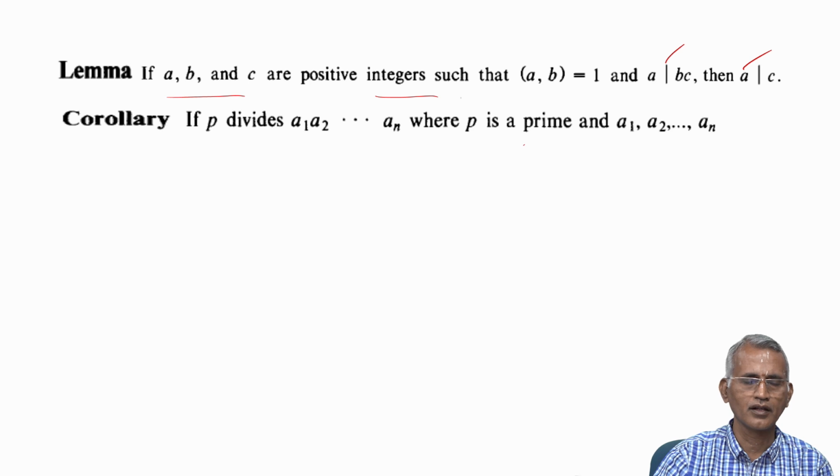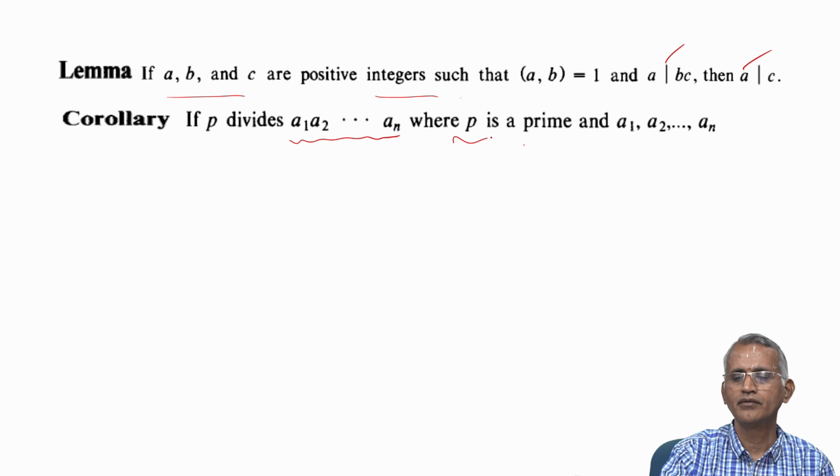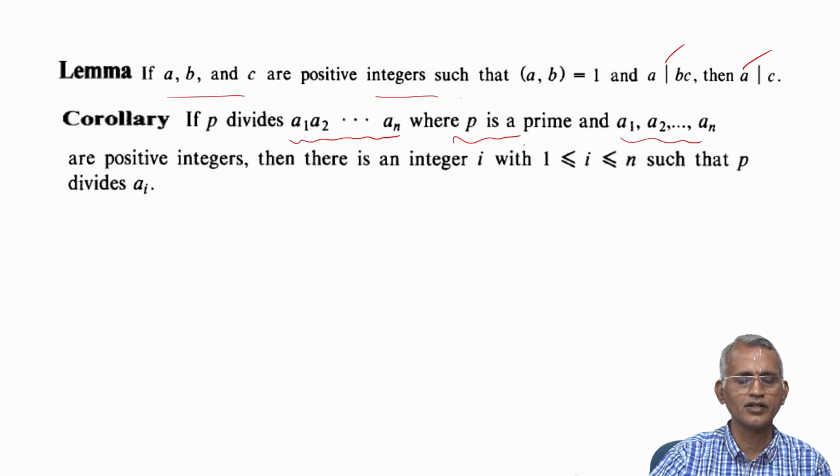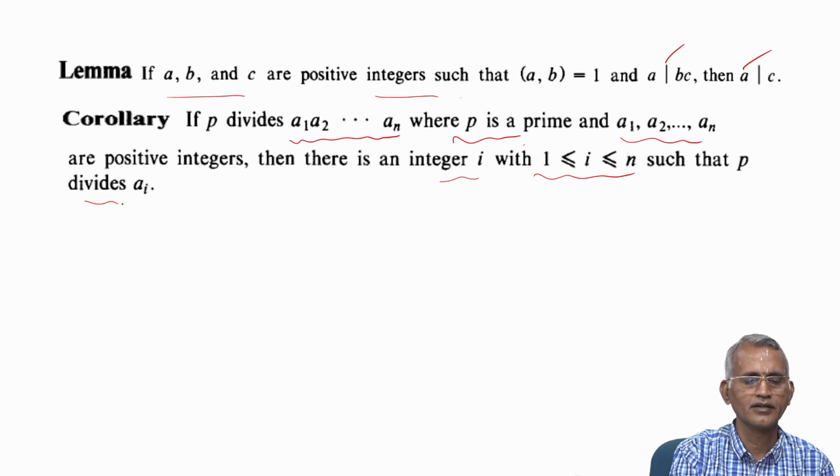We have to go further to a corollary. If P divides the product of numbers A1, A2 and so on, An, where P is a prime and A1, A2 and so on, An are integers, then there is an integer I such that 1 is less than or equal to I less than or equal to n, such that P divides AI.